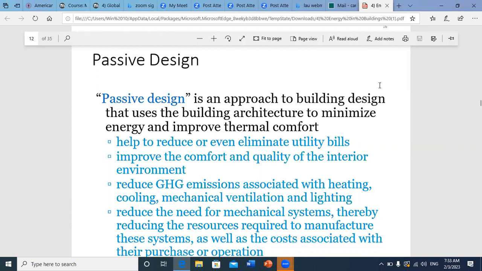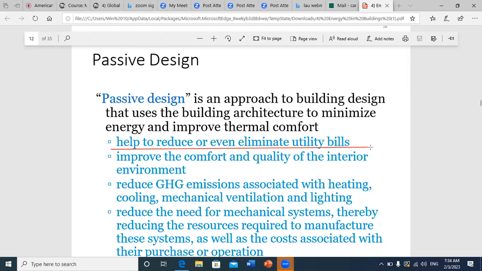Now, a passive design has several advantages. First, it helps to reduce or even eliminate utility bills. So on the economical level, this is very important, because it will eliminate utility bills, it will reduce the energy consumption, and this is why people will tend to invest a lot in such sector.